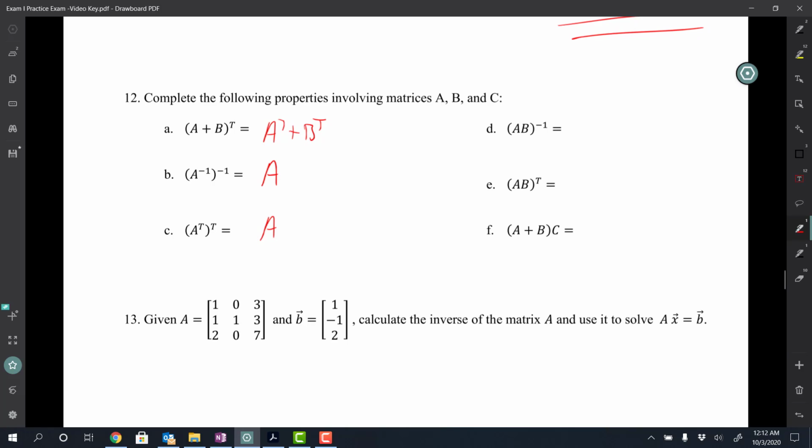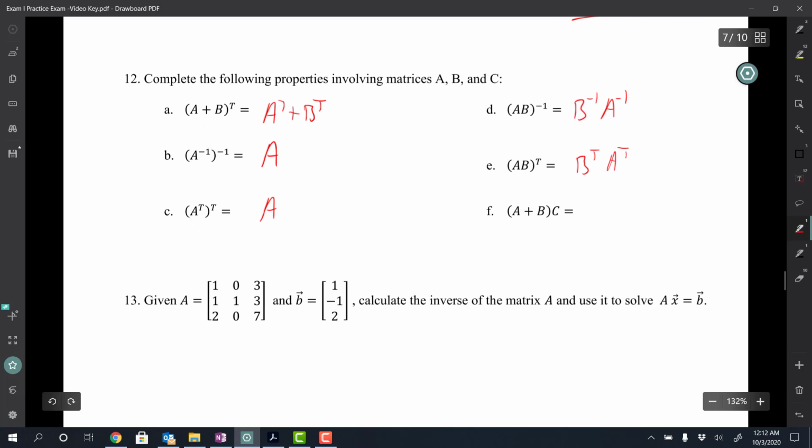D says the inverse of the product, which is the product of the inverses, but they have to be in the opposite order. Part E is the transpose of the product, and once again, transpose of the product is the product of the transposes, but in reverse order.